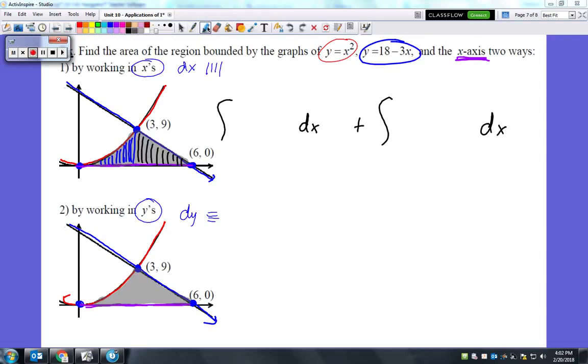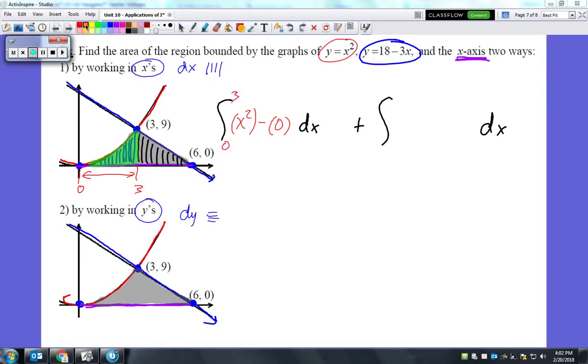If I looked at this first shaded region, my top function is this red one here, which is the x squared, and my bottom is the x-axis, which is just 0. So you could say the top is x squared minus the bottom of 0, and it would be from 0 all the way to 3. From here to here, it would be from 0 to 3. So we'll say 0 to 3.